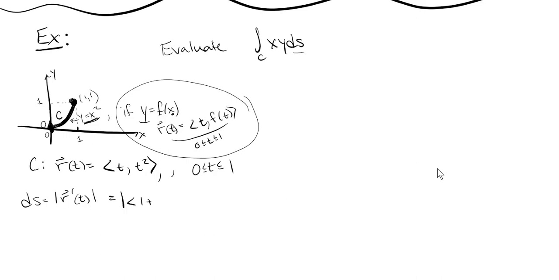1, 2t. If we take the root of the sum of the squares, that's the square root of 1 plus 4t squared. I shouldn't say ds just equals the magnitude of r prime of t. It's really a differential in terms of another differential. ds is the magnitude of r prime of t dt. So I might have written that wrong in the previous part. I don't think it makes too big of a difference.